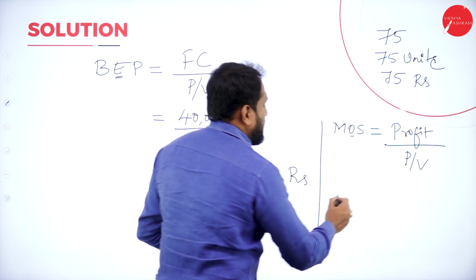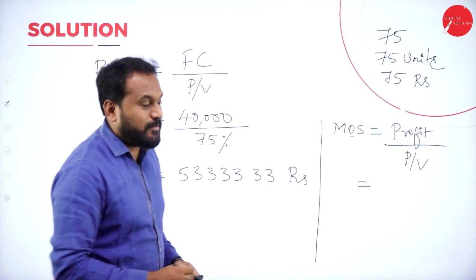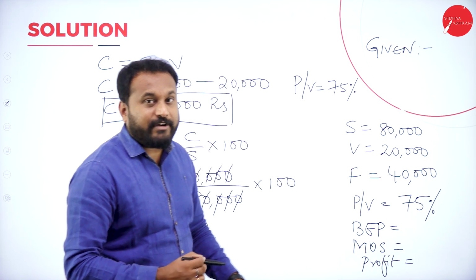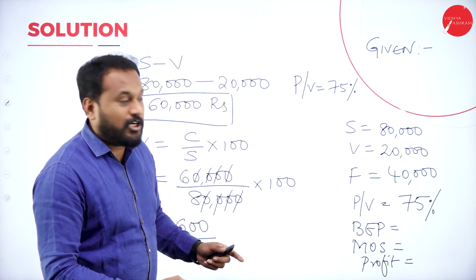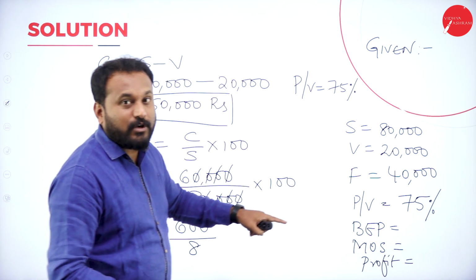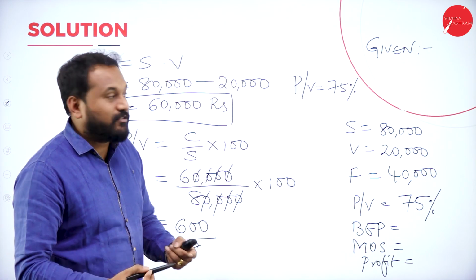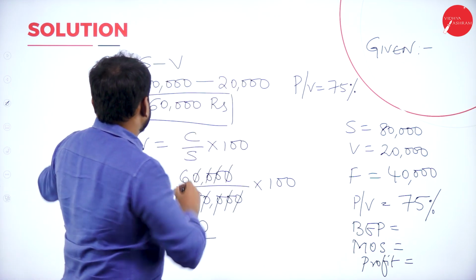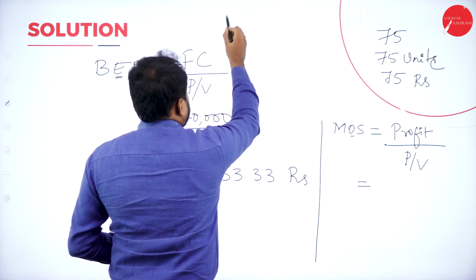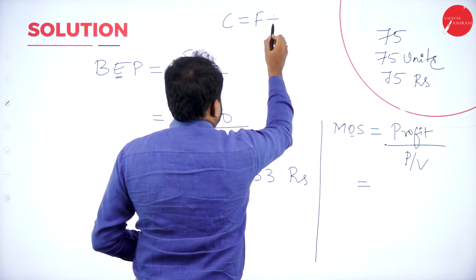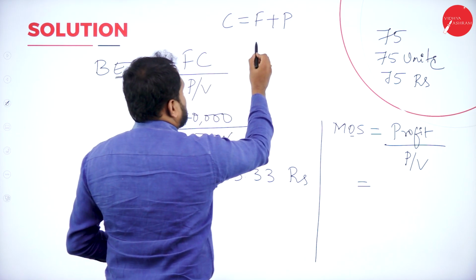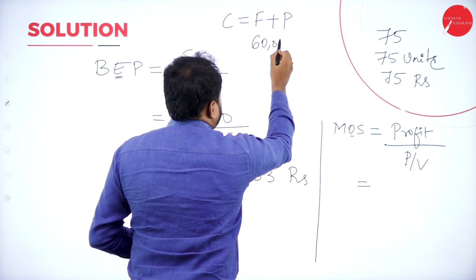So what is my MOS equal to? Profit. How much exactly did you get as profit? Just check your profit. Did we find it? No, we didn't find it. But here we can actually find the profit also, isn't it? I have S, I have V, I have F. Now I told you about one of the formulas, or you can go with any of the formulas. The formula, say C is equal to S minus V. The same way I can go with C is equal to F plus P. C is equal to what? F plus P. Now I know my C. C is how much? 60,000.